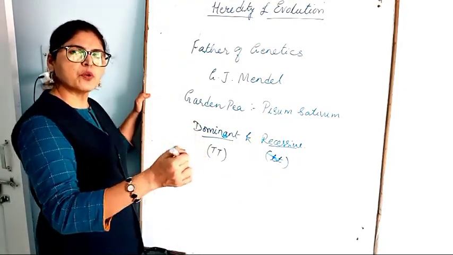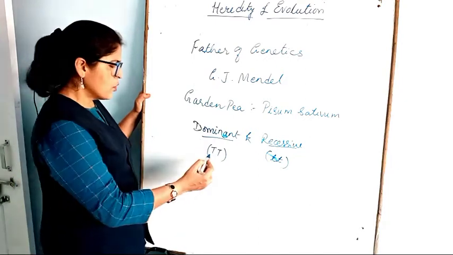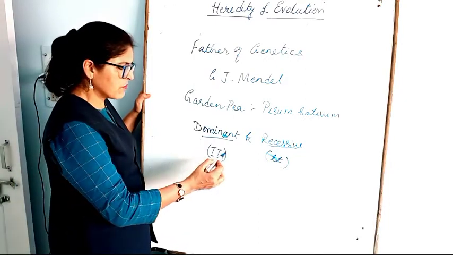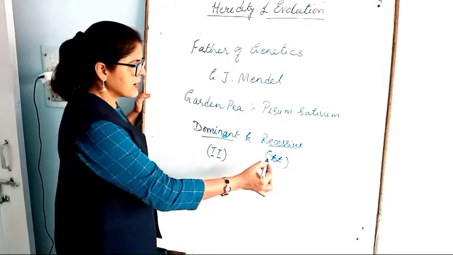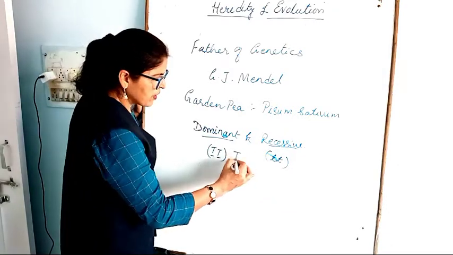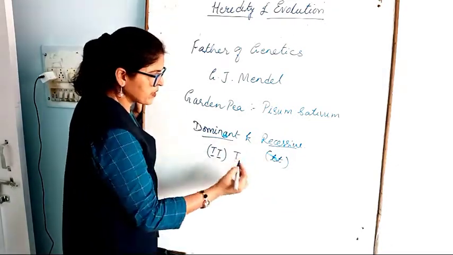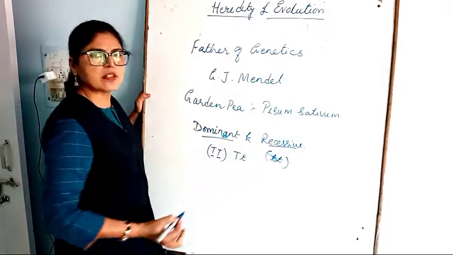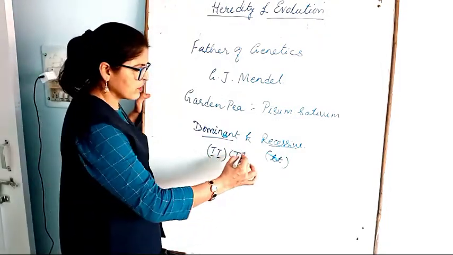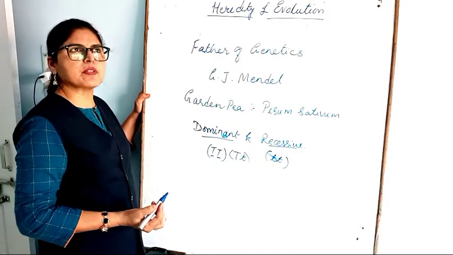Similarly, if we are talking about homozygous and heterozygous, homozygous means both the alphabets are similar, and heterozygous means one alphabet is of dominant type and the other one is of recessive type. In this way, heterozygous is represented.